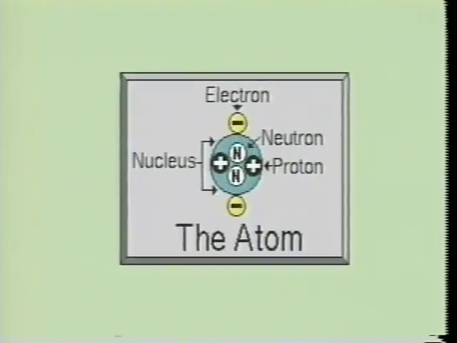The atom consists of a nucleus made up of protons and neutrons. The atom also has electrons that encircle the nucleus. The electron has a negative electrical charge, and the proton has a positive electrical charge, while the neutron has mass but no electrical charge. Normally, an atom has an equal number of electrons and protons. As long as this balance exists, there is no electrical charge.